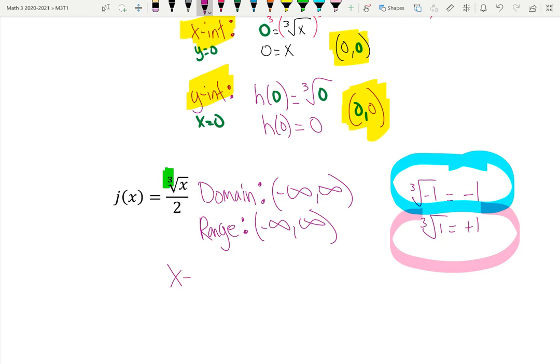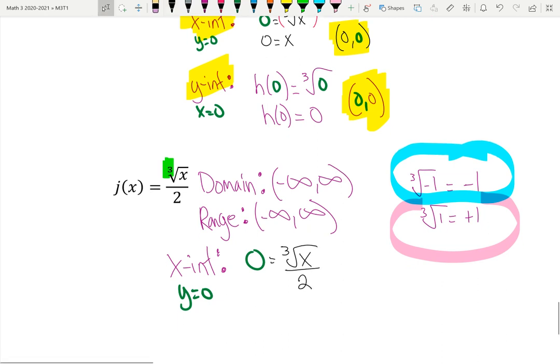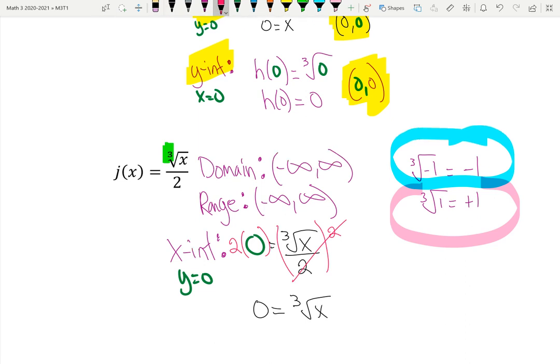For my x-intercept, what I've got to remember to do is let y equal 0. Therefore, I'm going to solve 0 equals the cube root of x over 2. How do I get rid of a denominator? Multiply the left side by 2, the right side by 2, cancel, and I'm going to be left with 0 equals the cube root of x. In order to get rid of the radical, I raise both sides to the same degree, and I get 0 equals x. Therefore, my x-intercept is going to be (0, 0).